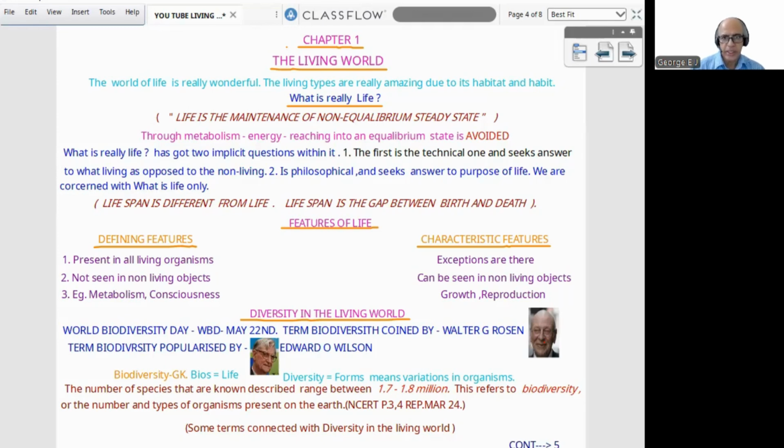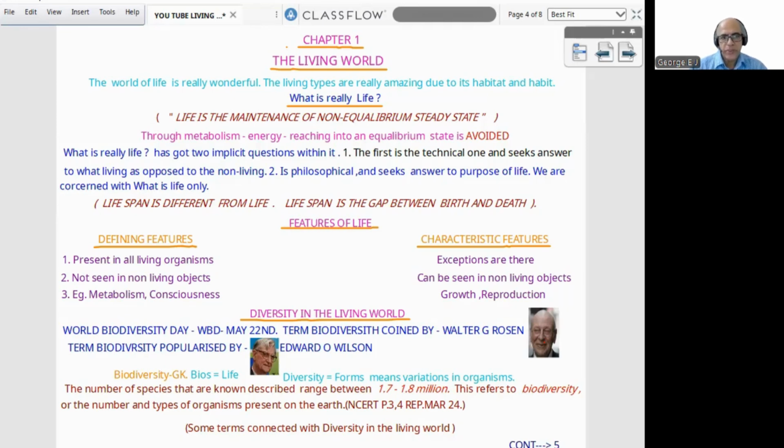What is really life? When we discuss what is really life, it has got two implicit questions with it. That is again NCERT. First is the technical one and seeks the answer to what is living as opposed to the non-living. How these two differ, living and non-living. Second is philosophical and seeks the answer to the purpose of life.